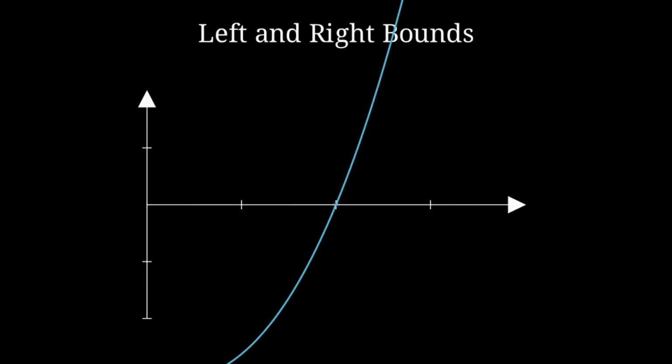To use the zeros tool, you must set a left bound and a right bound. This tells the calculator which specific intersection to analyze. Once you provide a guess near the point, the calculator computes the exact value.